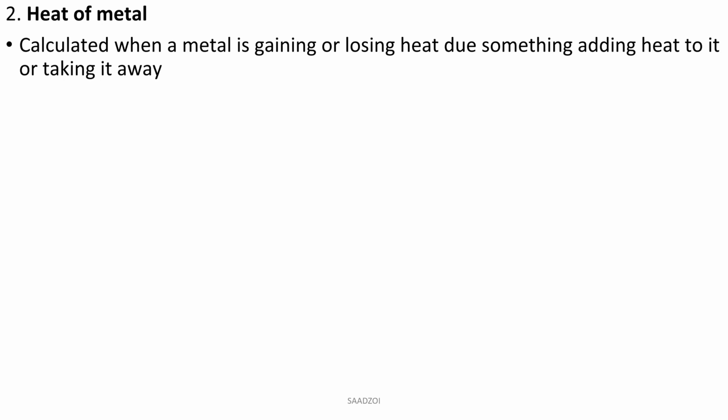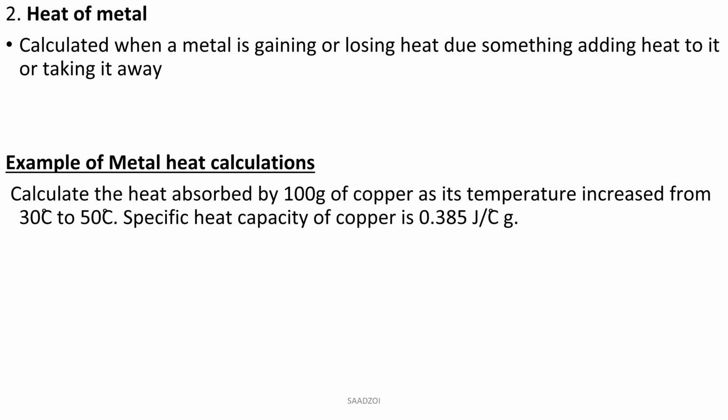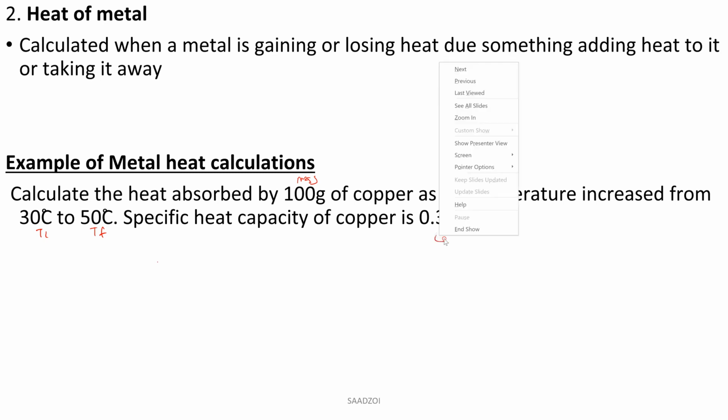So whether you put it over a flame, whether you put it in the fridge, whatever, there's two different ways you could have a heat exchange. So let's look at the calculation. Calculate heat absorbed by 100 grams of copper, so by itself, so this is going to be our mass again. Temperature increased from 30 to 50, so there's our initial, there's our final, so T initial, T final. And there's specific heat capacity. Because it's a metal, it's going to have a very small value, which is what we expect it to be. So this is our C.